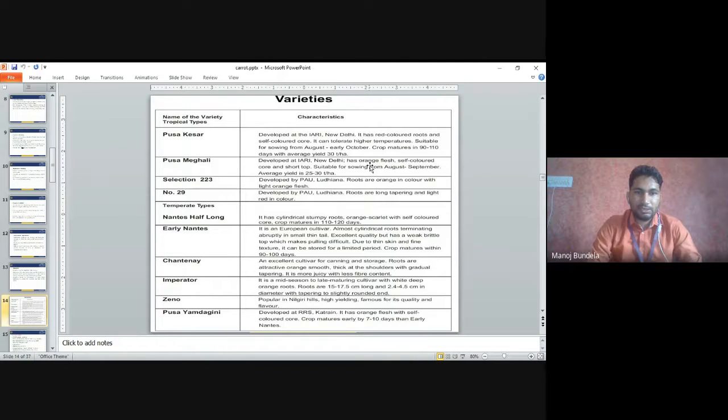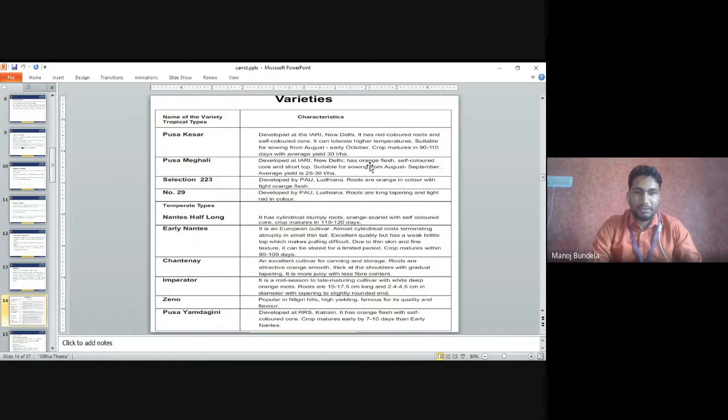Early Nantes is a European cultivar, almost cylindrical roots, excellent quality but has a weak brittle top, which makes pulling difficult, and the skin is thin. Chantenay: an excellent cultivar for canning and storage purpose. Roots are attractive, orange, smooth, thick at the shoulders with gradual tapering.